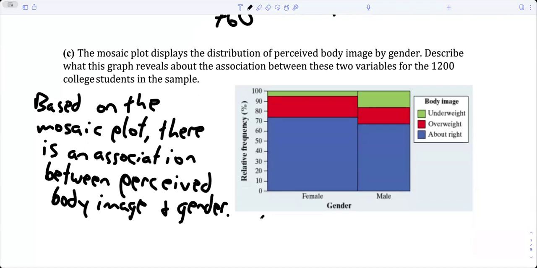Why would I say that it seems like there is an association? What's one reason that I could say? Tell me, please. Michael, what do you say? Female college students seem to perceive themselves to be underweight less often. Okay, so another way to say that, right? Males, it looks like probably 4 times as likely to perceive themselves as underweight. Okay, yes?